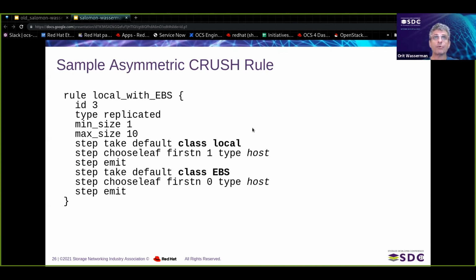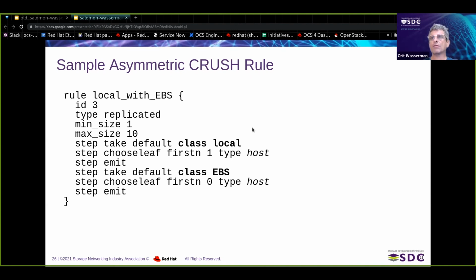So this is the rule for a primary on a local device and the rest of the copies on cloud provider storage, EBS in our example. This rule will work for any replica count greater than or equal to 2. What we see here is that the first OSD is taken from class local and the rest from class EBS.